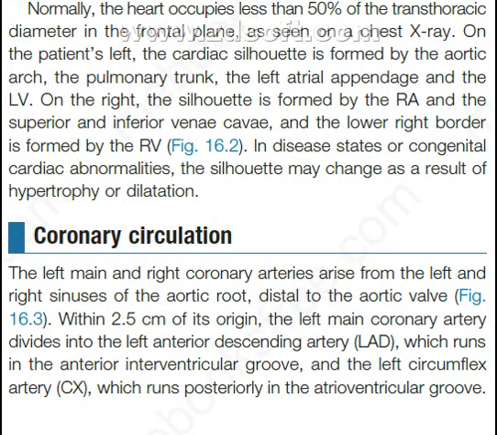Now, the coronary circulation. The left main and right coronary arteries arise from the left and right sinuses of the aortic root, distal to the aortic valve. Within 2.5 cm of its origin, the left main coronary artery divides into the left anterior descending artery, which runs in the anterior interventricular groove, and the left circumflex artery, which runs posteriorly in the atrioventricular groove.